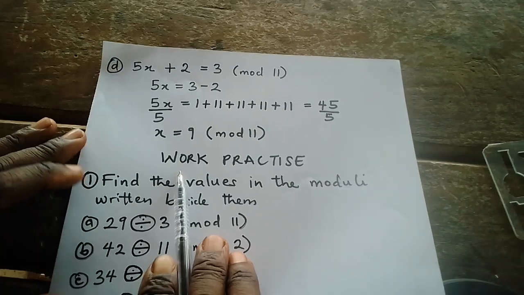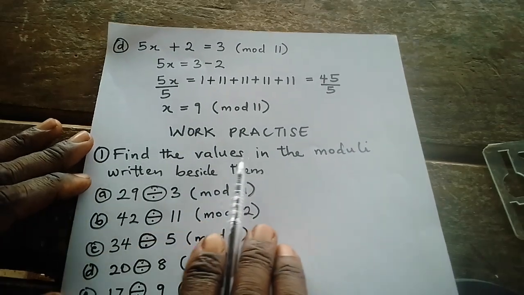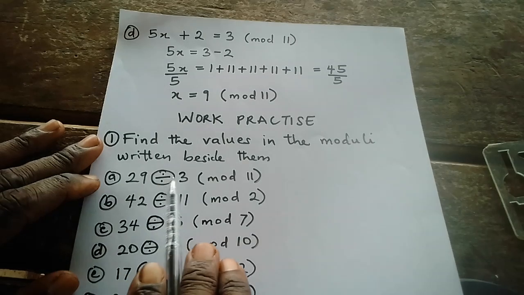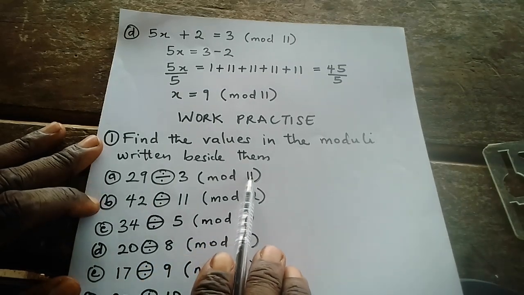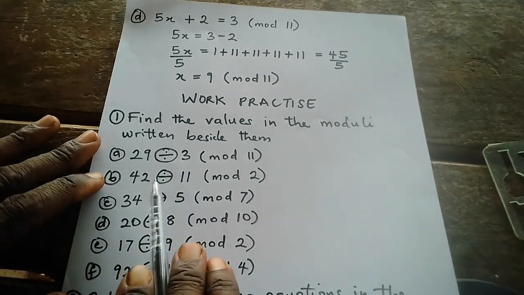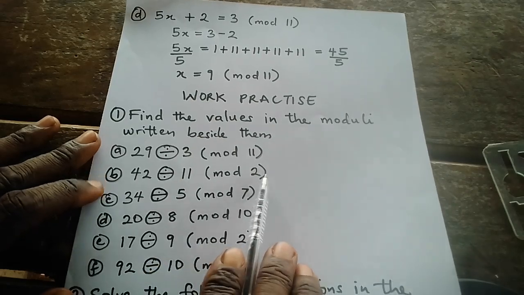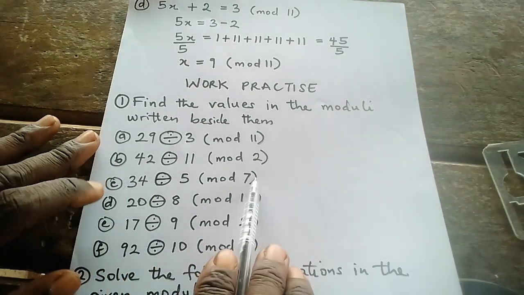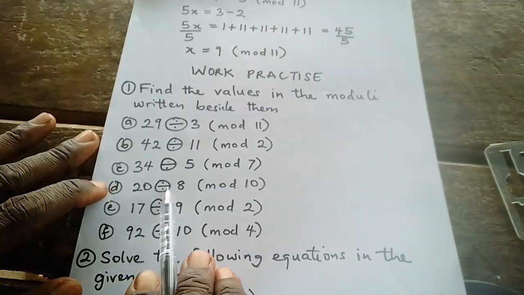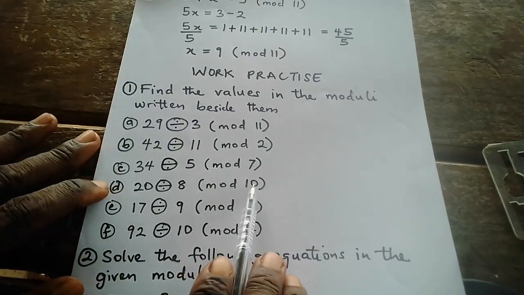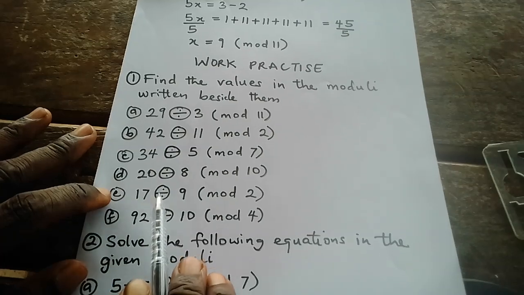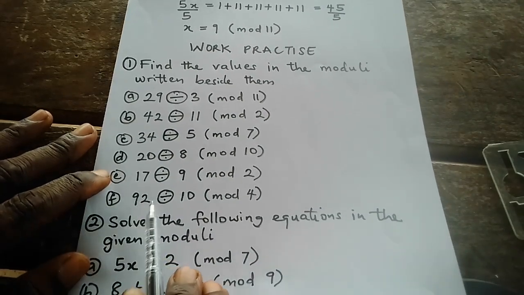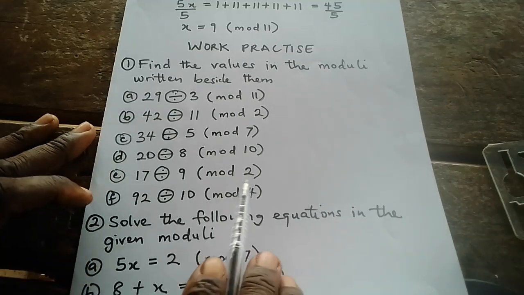So for the work practice, number 1, find the values in the mod written beside them. A. 29 divided by 3 in mod 11. B. 42 divided by 11 in mod 2. C. 34 divided by 5 in mod 7. D. 20 divided by 8 in mod 10. E. 17 divided by 9 in mod 2. F. 92 divided by 10 in mod 4.